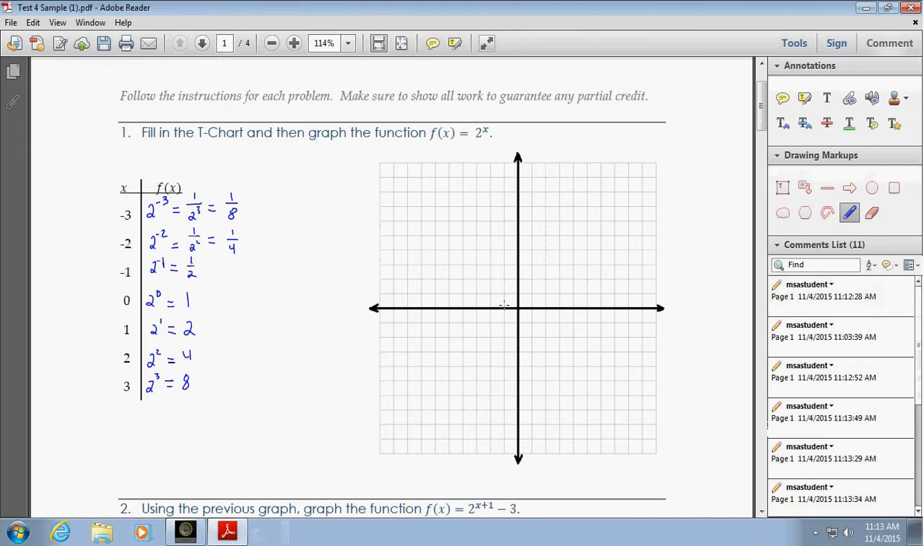So we've got negative 3, 1/8. Negative 2 and 1/4. Something like that. Negative 1 and 1/2. Something like that. 0 and 1.